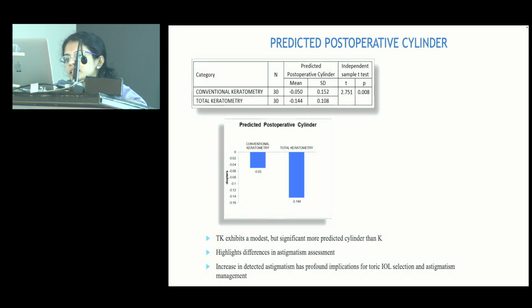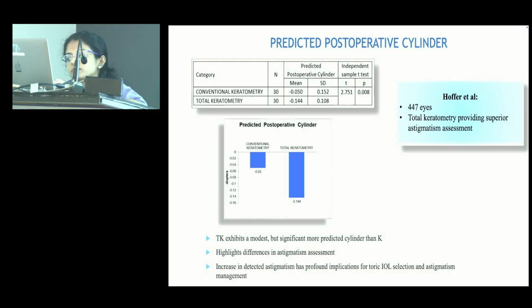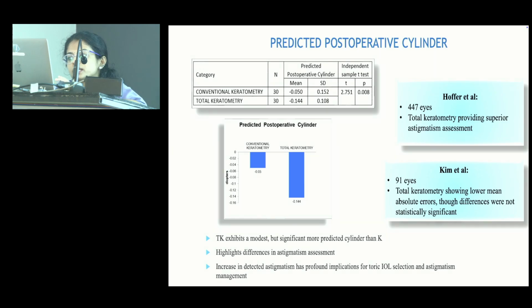We can see TK exhibits a modest but significant more predicted cylinder than the conventional keratometry group, and this highlights the difference in the assessment of astigmatism. An increase in the astigmatism detected has implications for toric IOL selection and the management of astigmatism. The same goes with the study done by Hofer et al. in 447 eyes, and also in a study done by Kim et al.